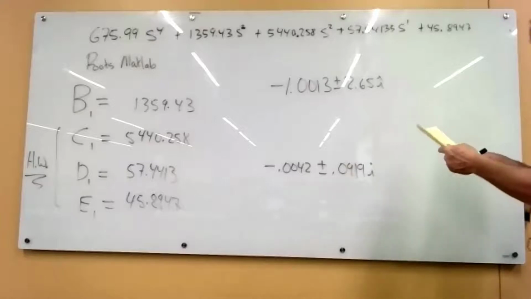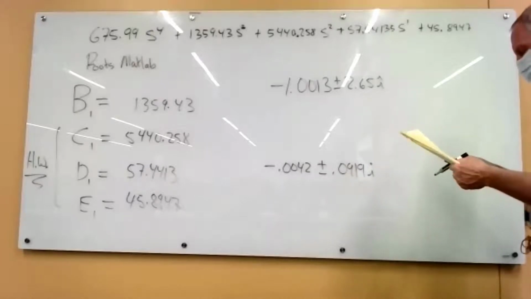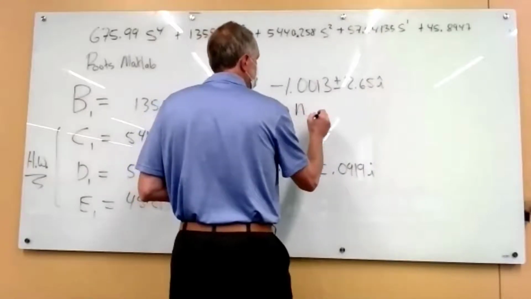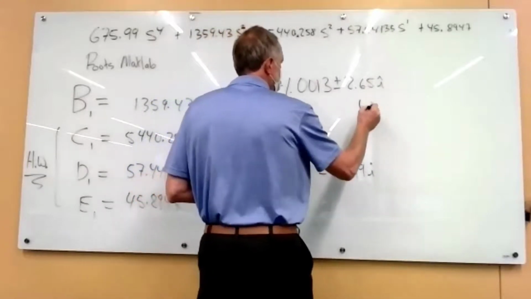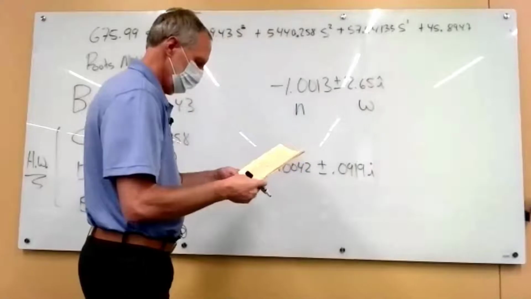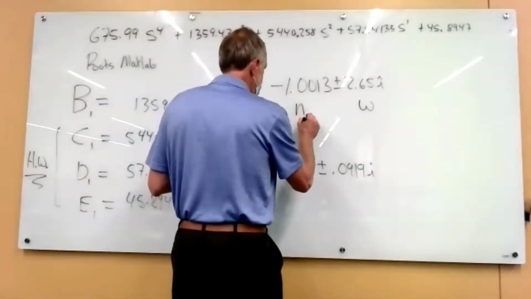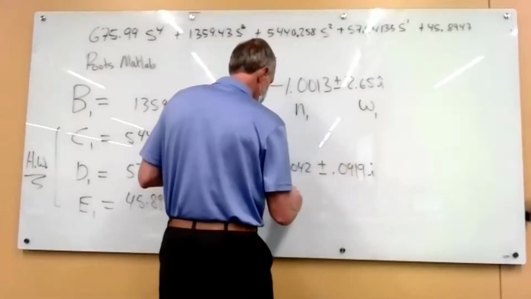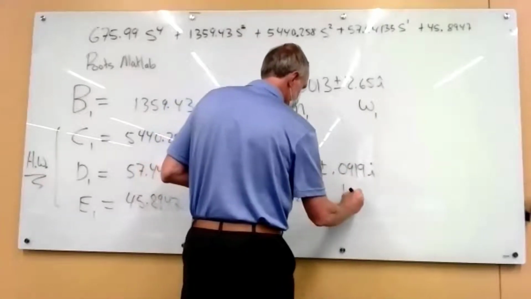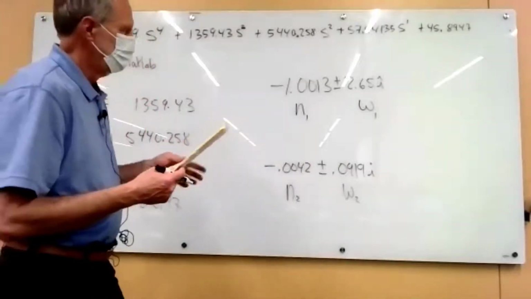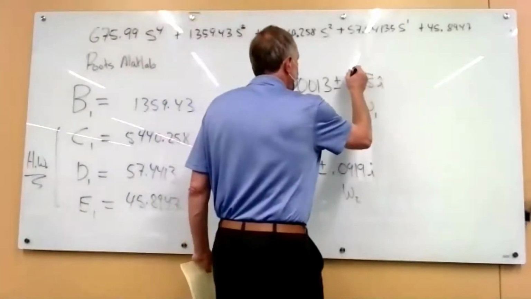So there's two sets of roots. And we look at this one, and this is the real part. So we'll call this n. And this is the imaginary part, so that's omega. For this set, in fact, we could call this n1, and call this n2 for the second root. And remember, this is the number here.